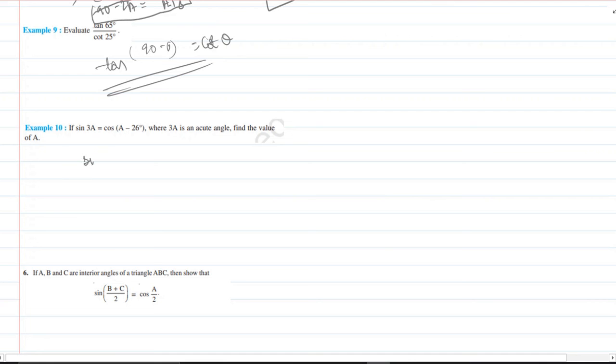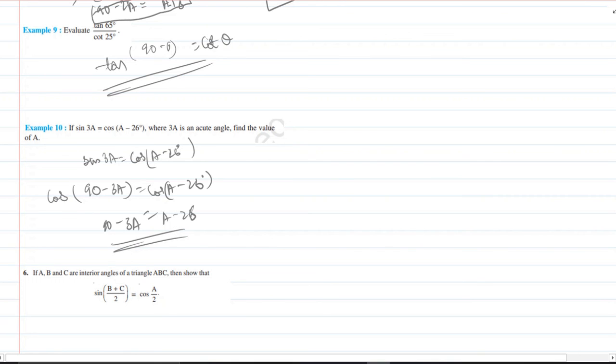For me, sine is easy, so sine 3A is equal to cos of (A minus 26), where 3A is an acute angle. Check that, no need. So if you are converting sine 3A, then 90 minus 3A will be our cos, so cos (A minus 26 degree). So you can keep in mind that 90 minus 3A is equal to A minus 26. Evaluate this, you'll get the answer.